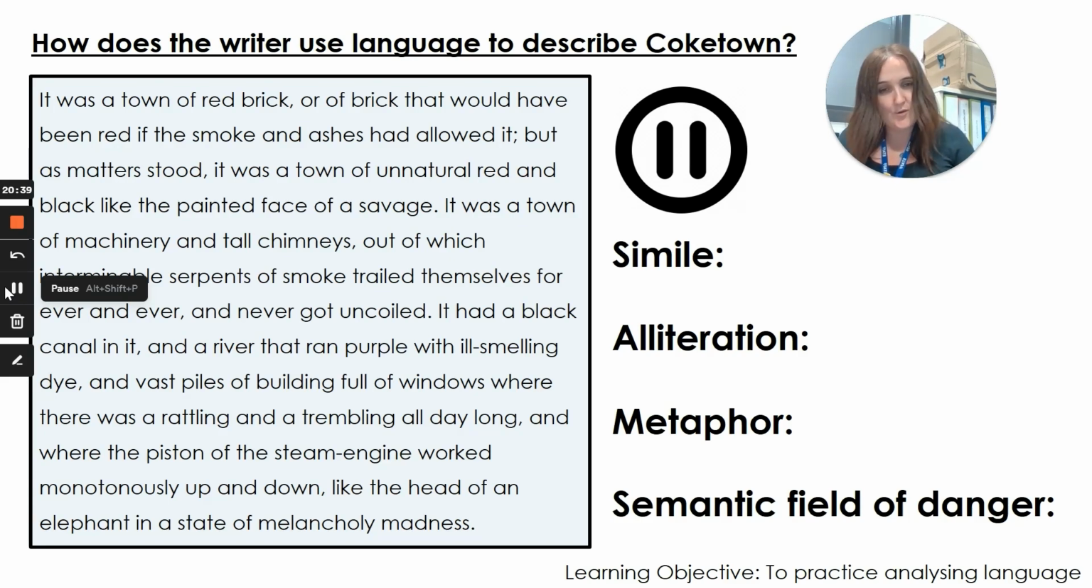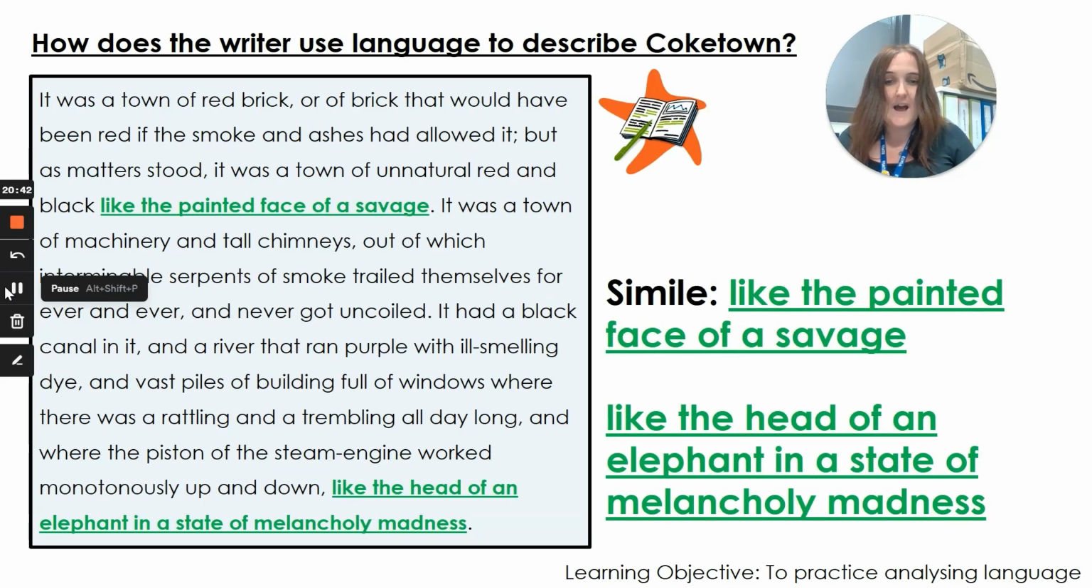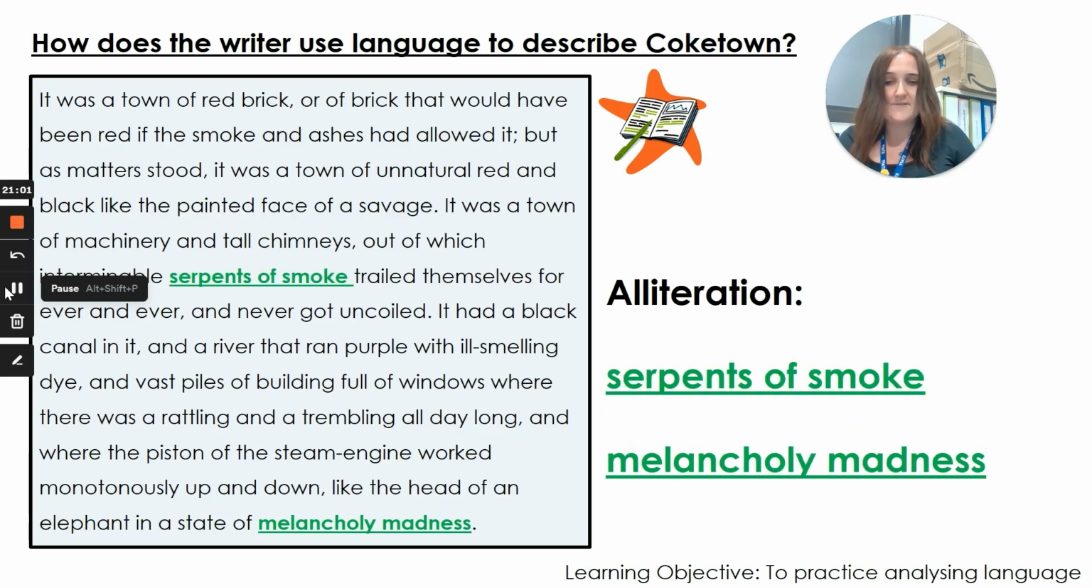So the similes that you could have had, green pens at the ready. There are 2 similes here: like the painted face of a savage, and like the head of an elephant in a state of melancholy madness. Tick those if you got them right, or add them in your greens if you didn't. For the alliteration, again, we've got 2 examples here. We've got serpents of smoke. Remember, serpents of smoke is a special kind of alliteration called sibilance. And the final one, melancholy madness, the repetition of the M sound.